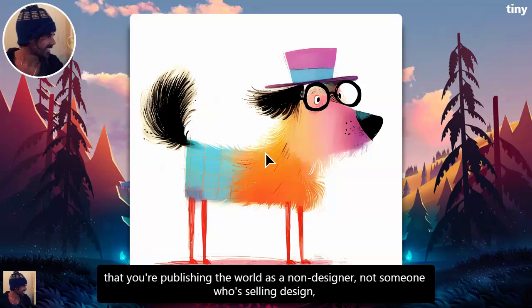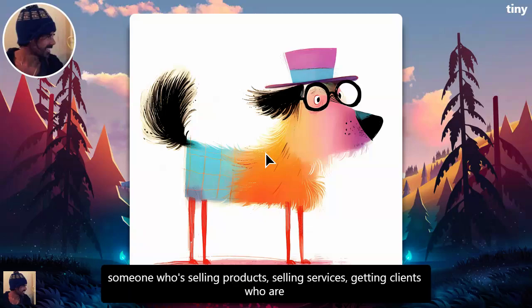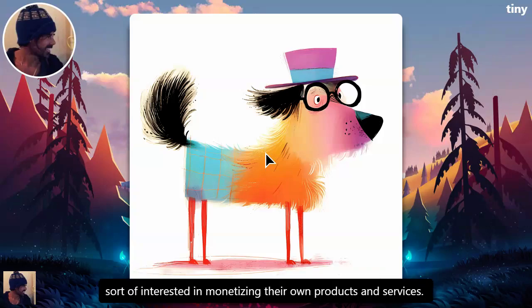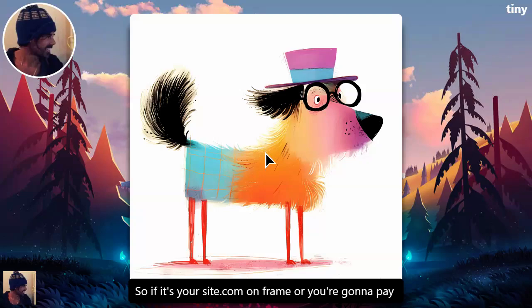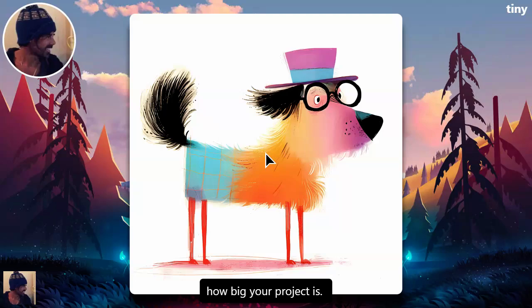But from the standpoint of apples and oranges, if you're comparing real products that you're publishing in the world as a non-designer, not someone who's selling design, but someone who's selling products and services, getting clients who are interested in monetizing their own products and services, you have to pay for Framer hosting on a custom domain. So if it's yoursite.com on Framer, you're going to pay whatever it may be, $25 a month, and it could be more contingent upon how big your project is.